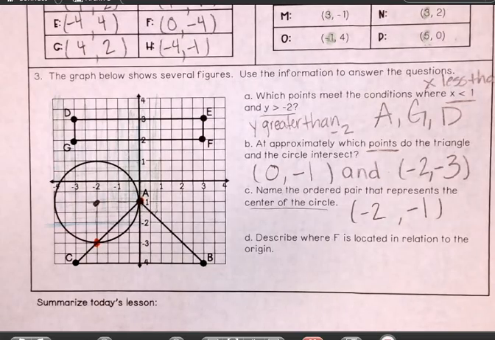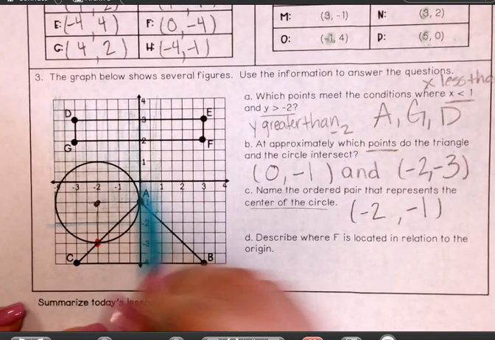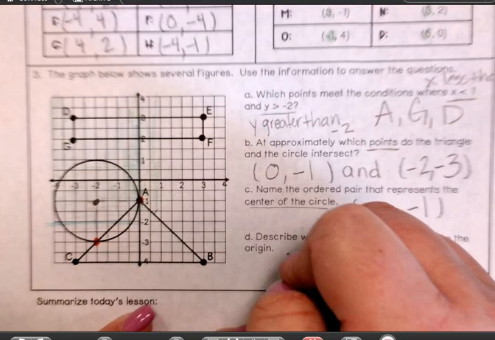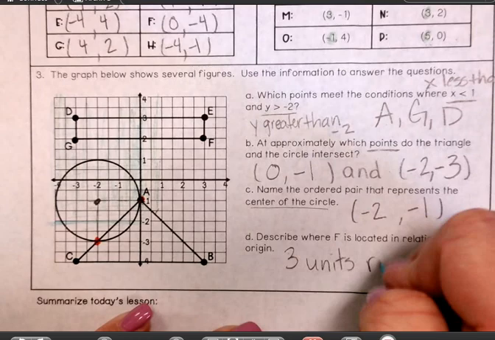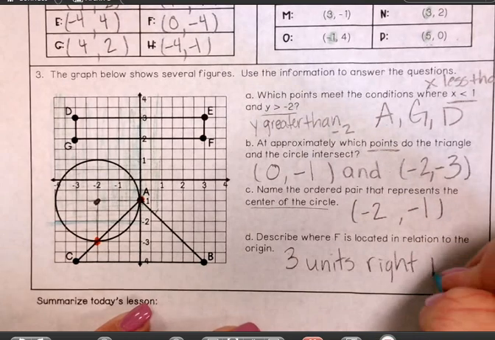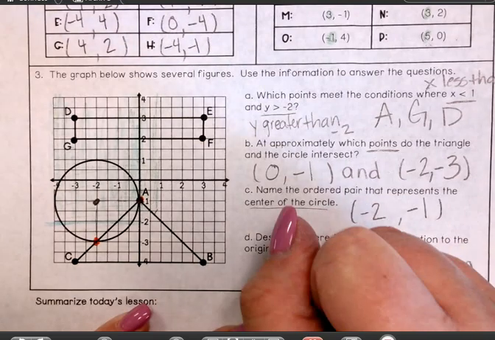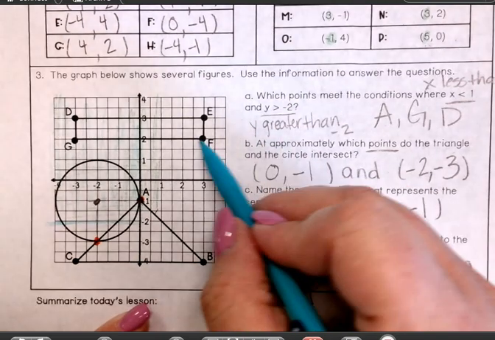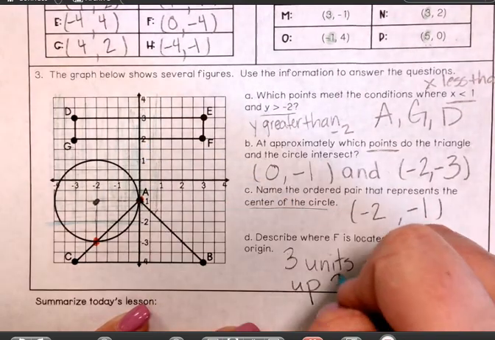D says describe where F is located in relation to the origin. So if I start at origin, how do I get to F? I'm going to go 3 units right. Then what? Then up. How many? 4 units. Nope. What does your graph say? 2 units. Up 2 units.